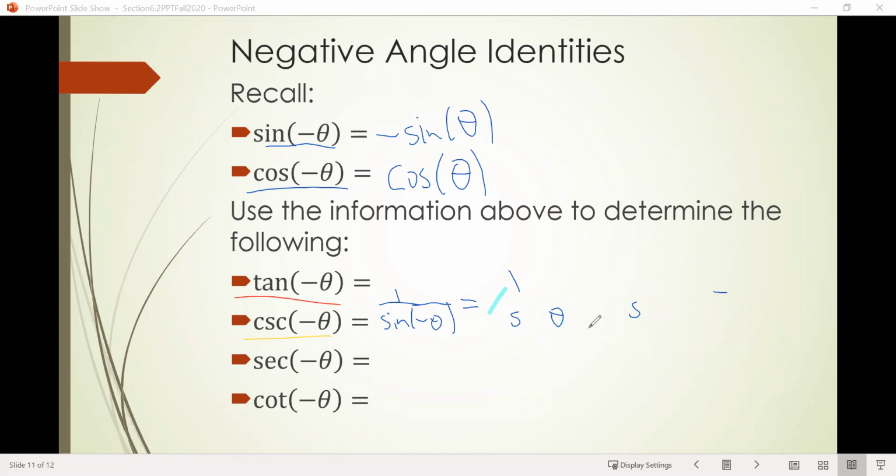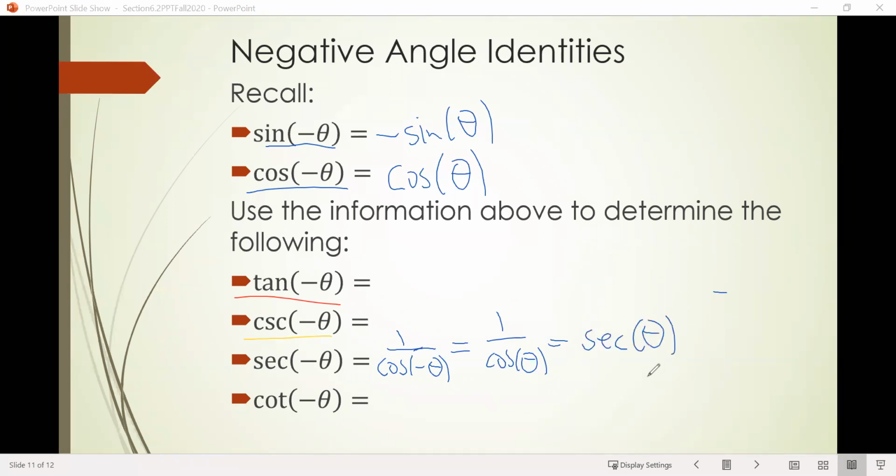All right, secant of negative theta. So again, we know secant is 1 over cosine, so secant of negative theta would be 1 over cosine of negative theta. We know cosine of negative theta just gives us cosine of theta. So 1 over cosine then becomes secant. So here we actually see that secant is an even function, since secant of negative theta equals secant of theta, which hopefully isn't too surprising, considering cosine was an even function.